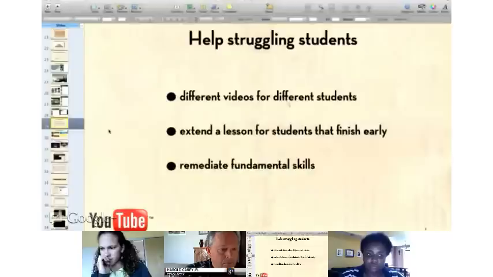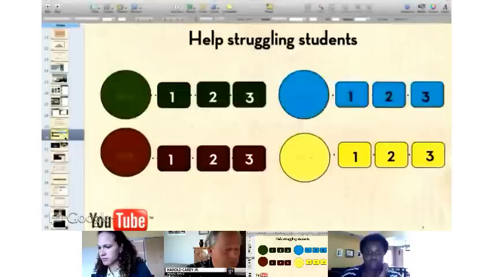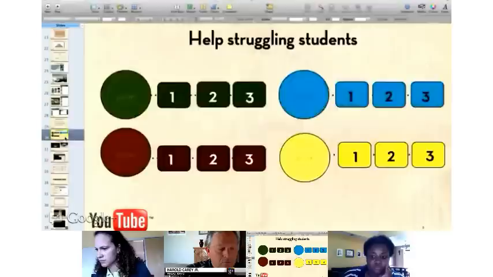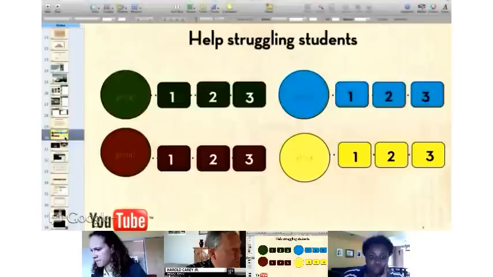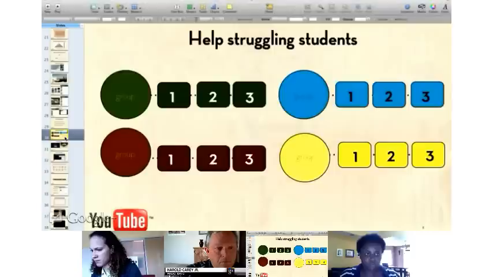Last year in LA, one of the teachers was reviewing for the big state test, and so he created four different groups based on their abilities. The green group would have three videos of his, and the red group would have a different three videos of his. The yellow group would be working directly with him, and the blue group would be the advanced group, being able to push into some of the new stuff.